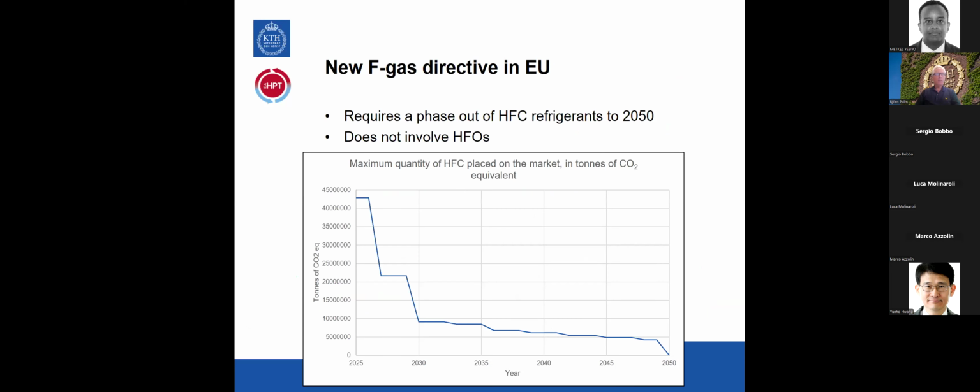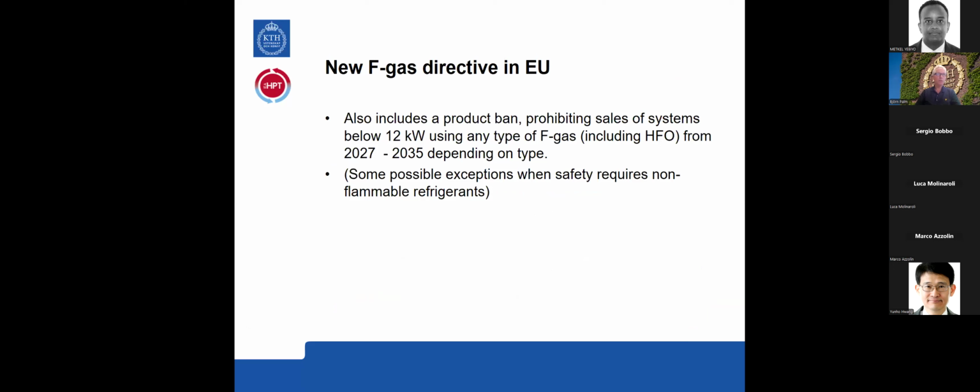Some of you are not from Europe, so I just want to point out that in Europe we have the F-gas directive, and F-gases are phased out. HFCs are phased out to 2050, and also some types of products are going to be forbidden. So by 2035, systems with lower capacity than 12 kilowatt will not be allowed using any types of F-gases, including HFOs, with some possible exceptions.